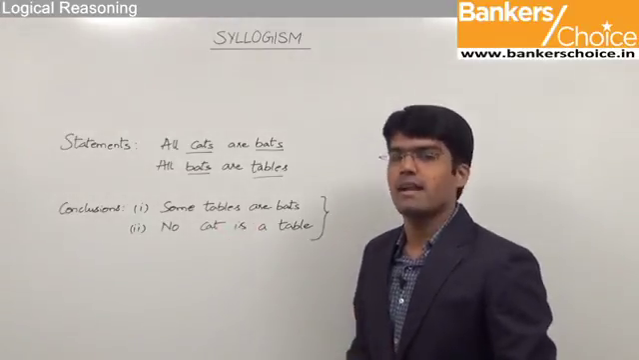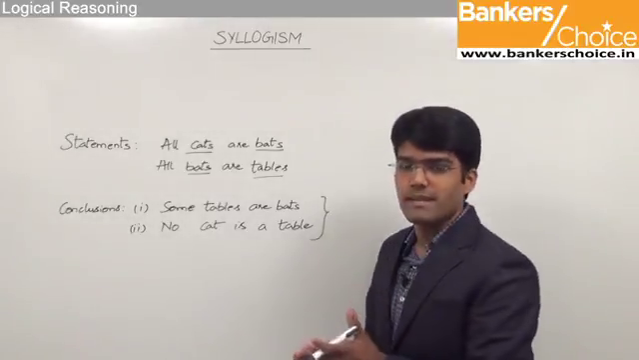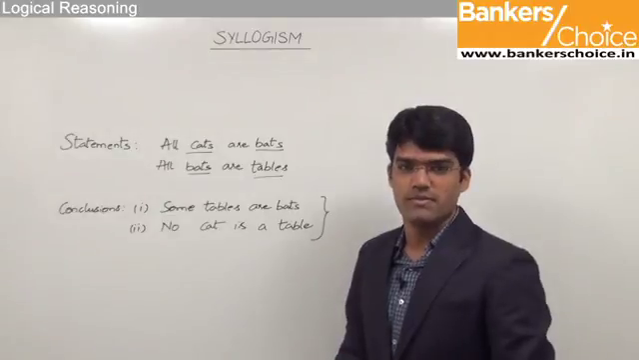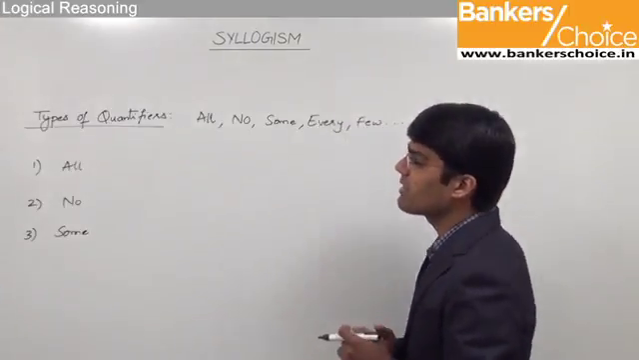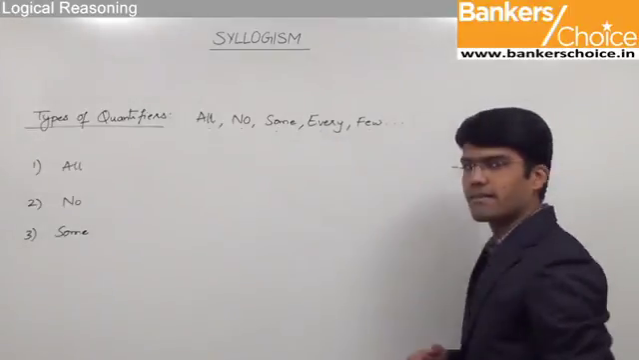But before we understand how to draw Venn diagrams, let us first understand what are the various types of statements and quantifiers used in case of syllogisms. As you can see in the given statements, we have different quantifiers like all, some, no, etc. So let us first understand what are the different types of quantifiers we use. A quantifier is essentially used to express the quantity of a given set. So the different types of quantifiers that we have are all, no, some, every, few, etc.